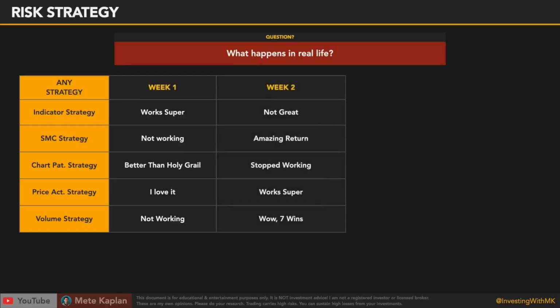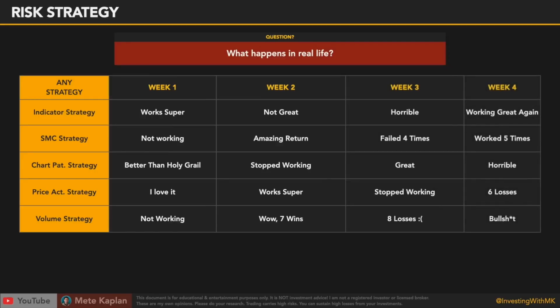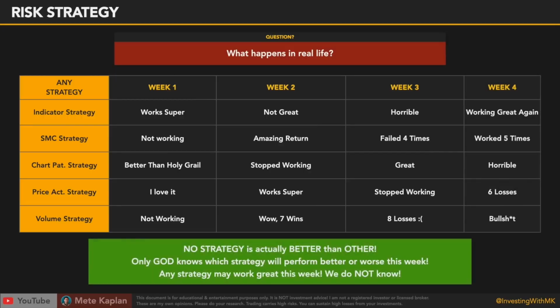But look at the second week. The whole table changes. The strategies that worked great last week are not working anymore this week. And the horrible strategies from last week just started to work amazingly this week. And this kept going on and on and on every single week. So what is the reality here? Actually, no strategy is better than others.